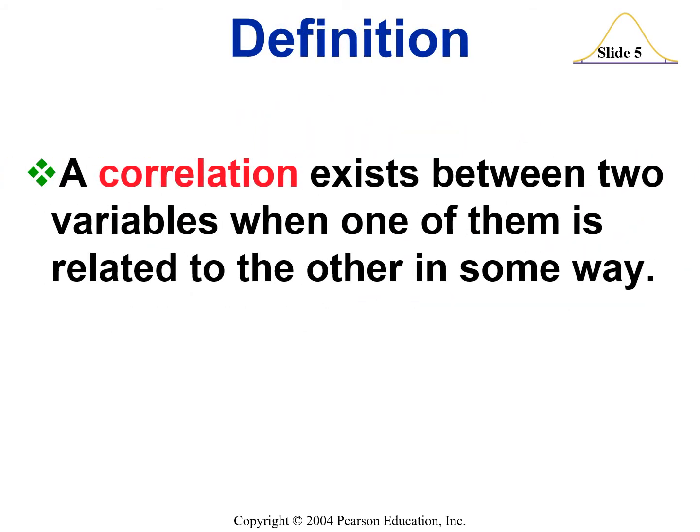Definition: a correlation exists between two variables when one of them is related to the other in some way. This is a definition of the correlation concept in statistics. Correlation again exists between two variables when one of them is related to the other in some way.